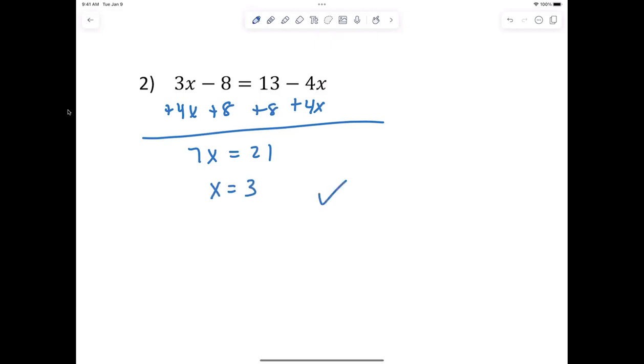All right. Give yourself a check. If you made a mistake, that's okay. Look at your mistake. See if you can figure it out based off of my work. All right. Here we go.